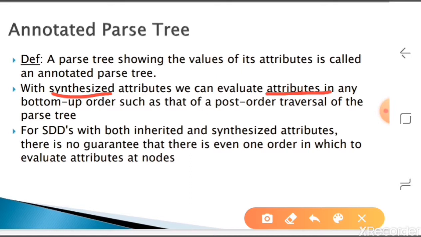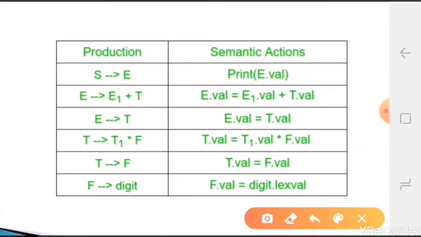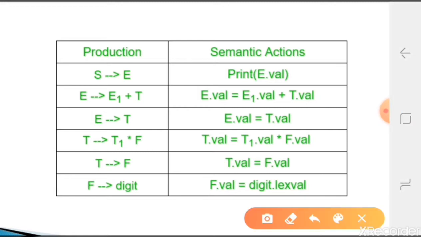Okay, if in an SDD we have both combinations, that is inherited also and synthesized also, then it may have one combination or more than one combination of evaluation. Depending on that SDD it will vary. So here, if you saw, are all attributes synthesized, or are there inherited attributes? So here we'll check one by one.